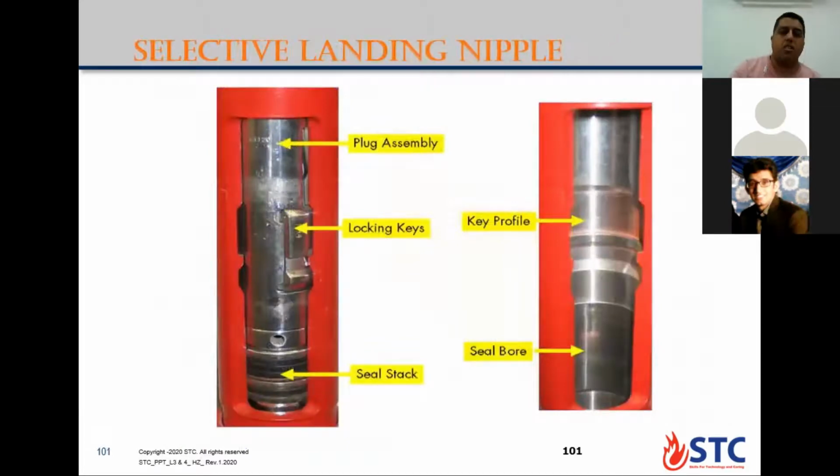So each nipple you install in the string depends on the design or the job you need the nipple for. Here, if you look here, this is a selective landing nipple. This one is the nipple, and this one is the plug. It will sit inside the nipple. In the top section, there is a key profile, which takes the locking dogs or locking key to sit inside its place. After that, there is a seal bore area here, where the packing element or elastomer will seal inside. So the packing element makes the seal for the plug inside its profile.